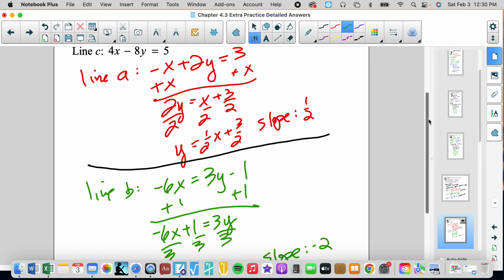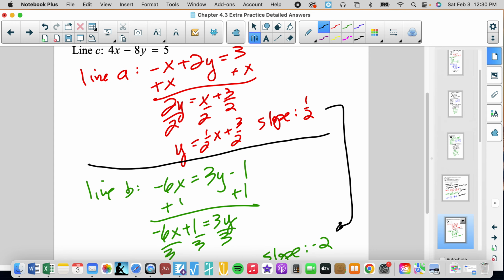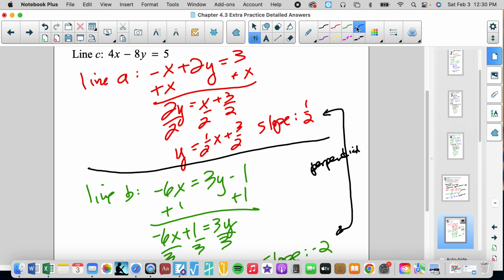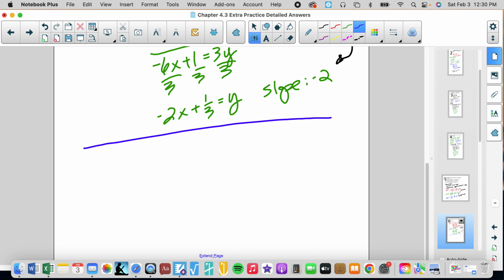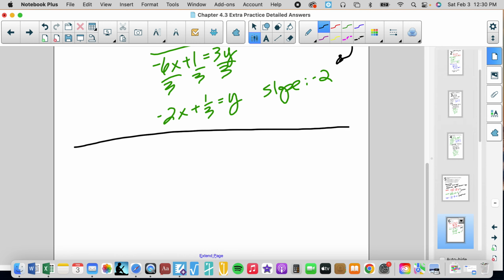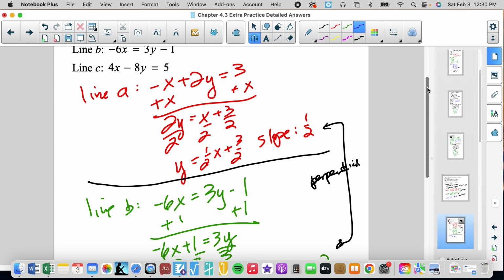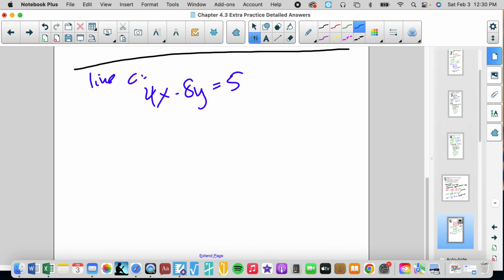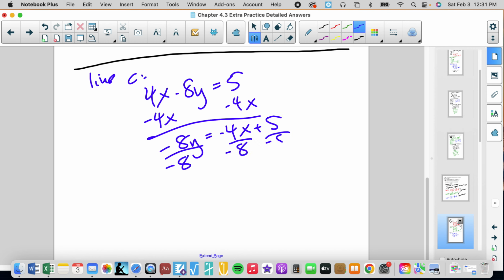So these two, A and B, are going to be perpendicular to each other because they are opposite reciprocal slopes. And let's do line C to see what that one matches up to. Line C is 4x minus 8y equals 5. Let's move the x. Negative 8y equals negative 4x plus 5. Divide by negative 8. We get y equals 1/2 x minus 5/8. That has a slope of 1/2.